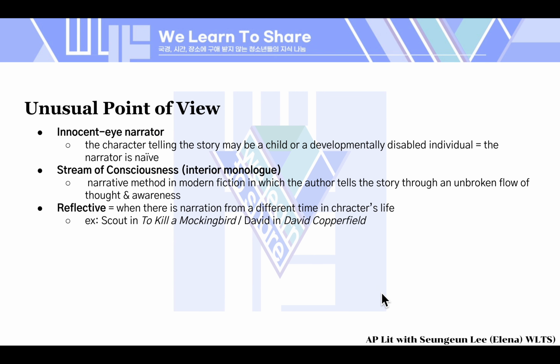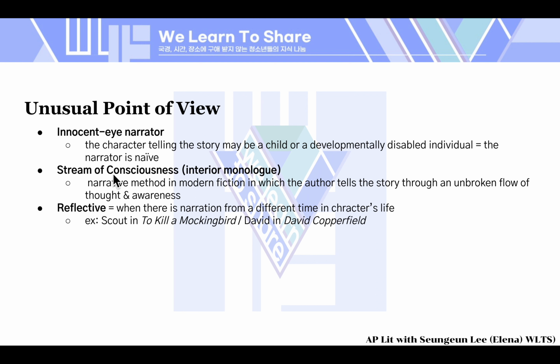But wait, there's more. Sometimes the author likes to mix things up. So they may use an innocent eye character, which is where the character telling the story may be a child or a developmentally disabled individual. So that means that they have an innocent eye. That means the narrator is naive.